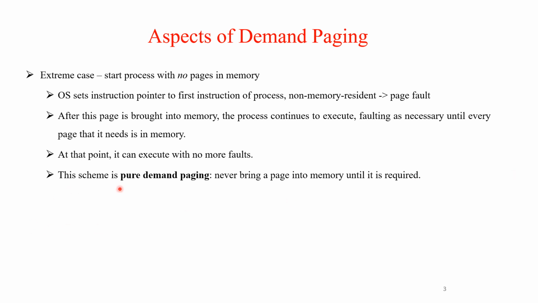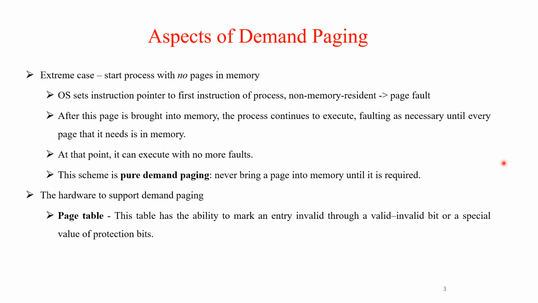This scheme is pure demand paging. Initially it started with no pages in the memory. Then every page, when it is required, is brought from the secondary to the main memory by raising a page fault, and this process continues until all the required pages are brought into the main memory. This is called pure demand paging.